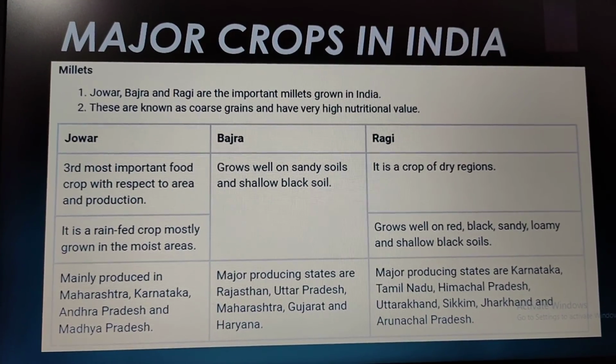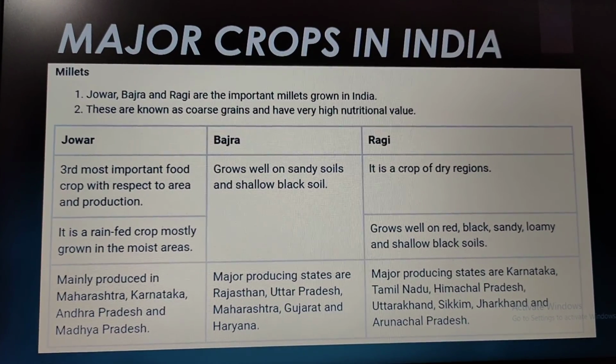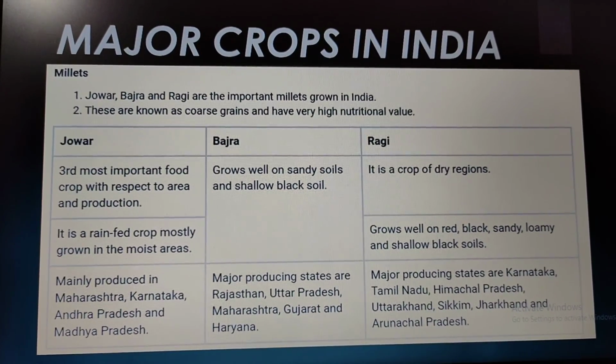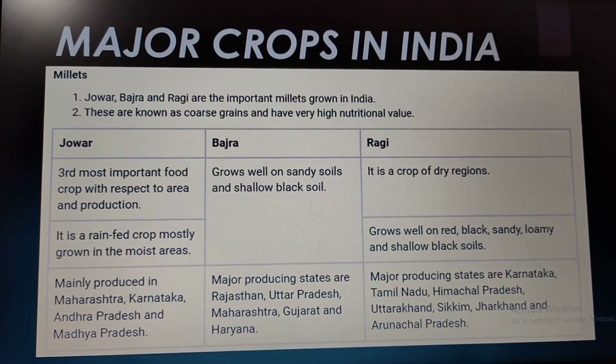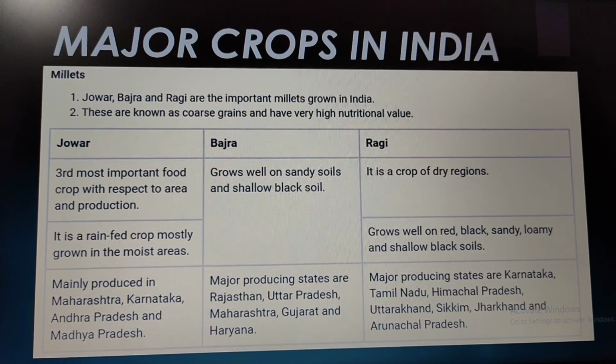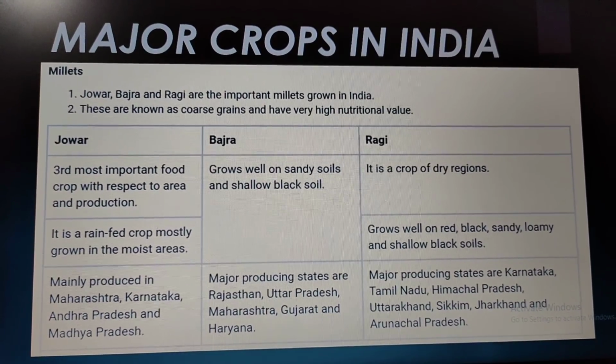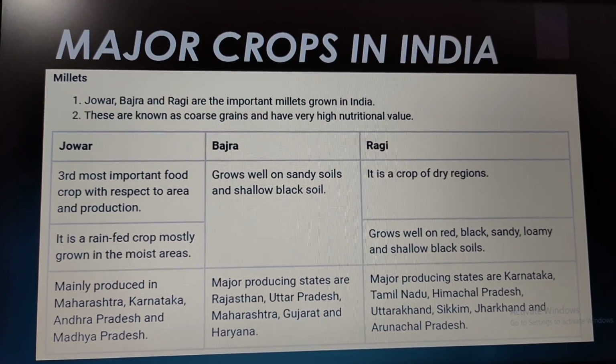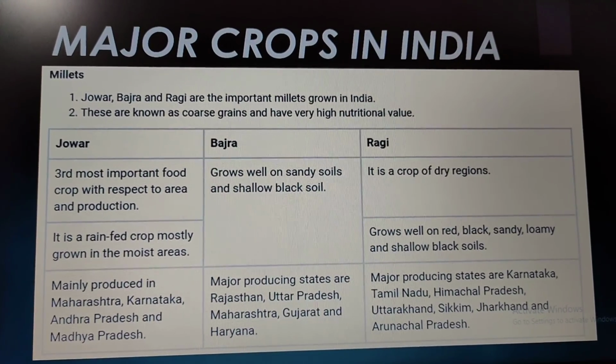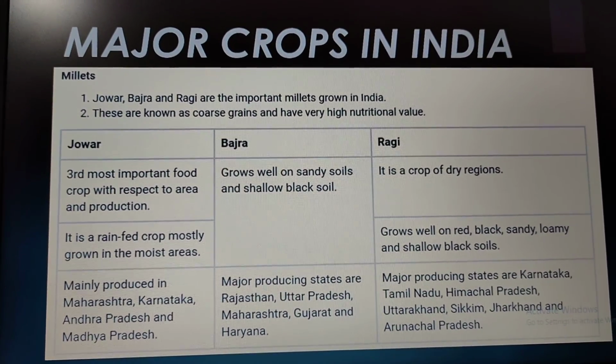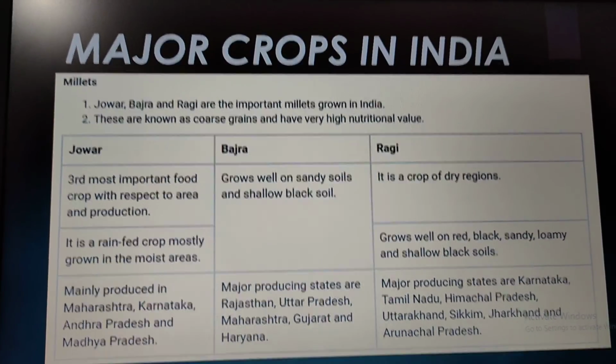Major producing ragi, it is a crop of dry regions. Grows well on red, black, sandy, loamy, and shallow black soil. Major producing states are Karnataka, Tamil Nadu, Himachal Pradesh, Uttarakhand, Sikkim, Jharkhand, and Andhra Pradesh.